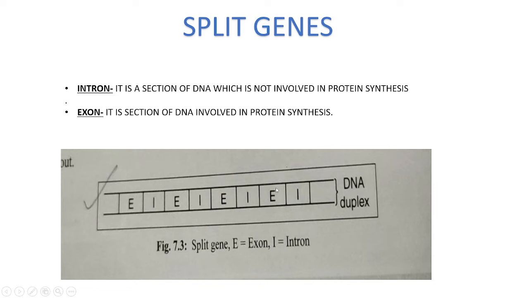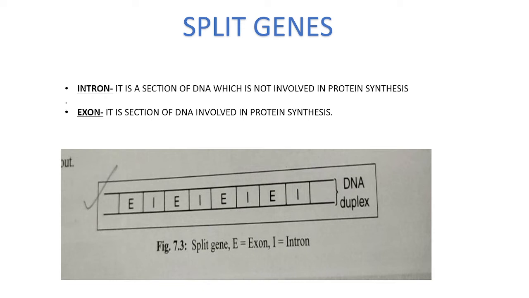So why are these called split genes? By the name itself you can see that it is splitting the DNA strand into a number of small segments. That's why they are called split genes. Don't get confused: if the term split gene is used, it only means that it is being told about introns or exons. They are called split genes because they are dividing the DNA into small segments.